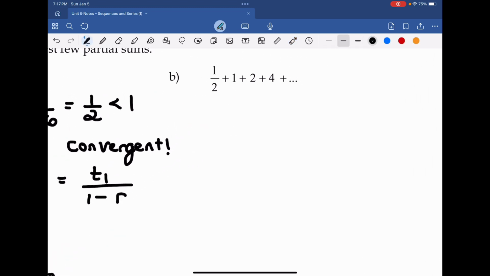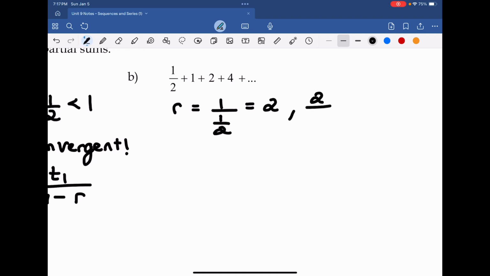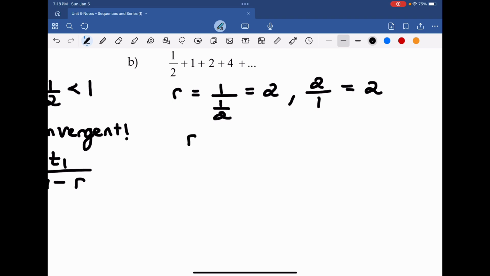For this one, we're going to do our common ratio test. So the common ratio is equal to 1 divided by 1 over 2. This is the same as 1 times 2, which gives us a common ratio of 2. If I do this test again, I can go 2 divided by 1, the third term divided by the second term. This is going to be equal to 2, and therefore, because the common ratio, which is equal to 2, is greater than 1, this is a divergent series.